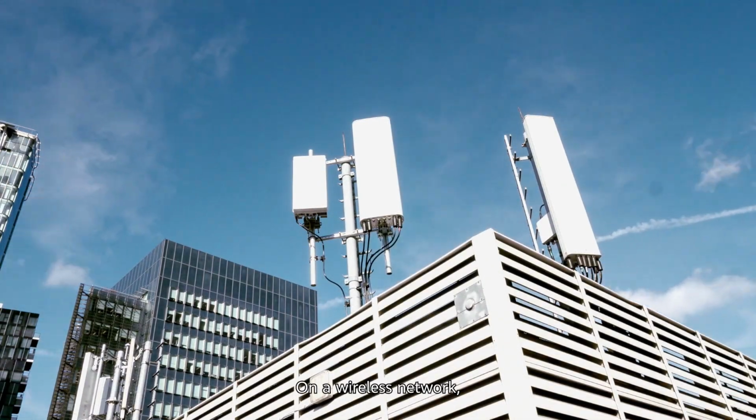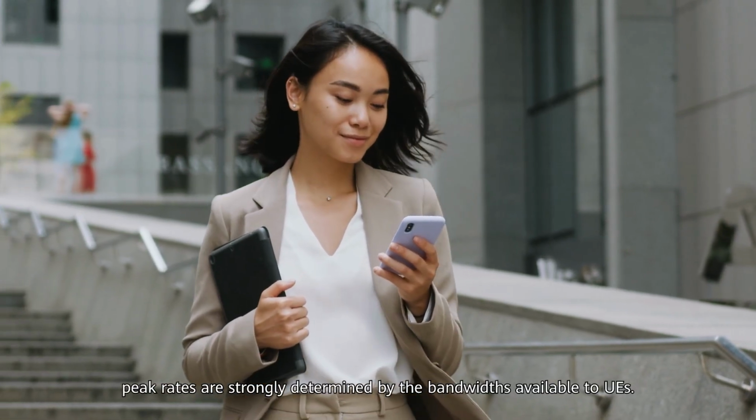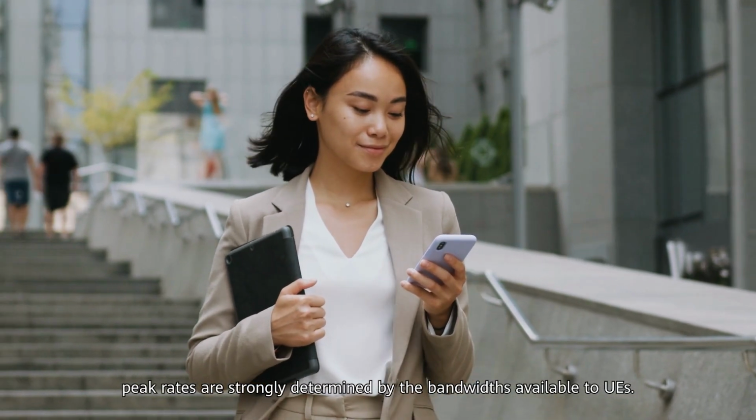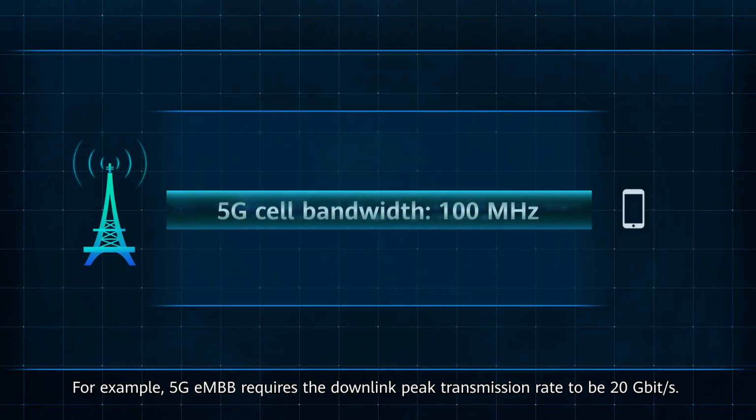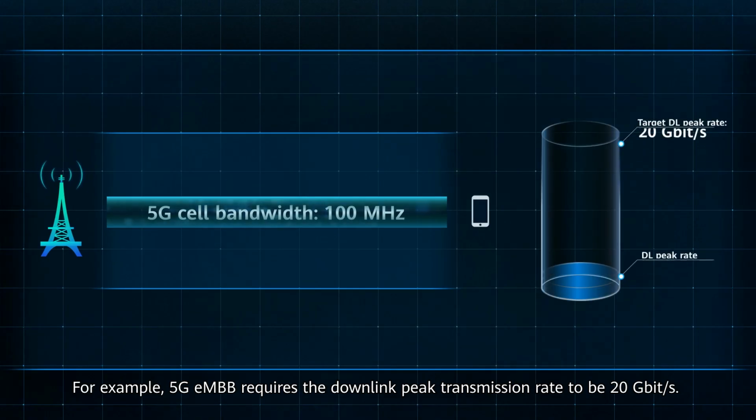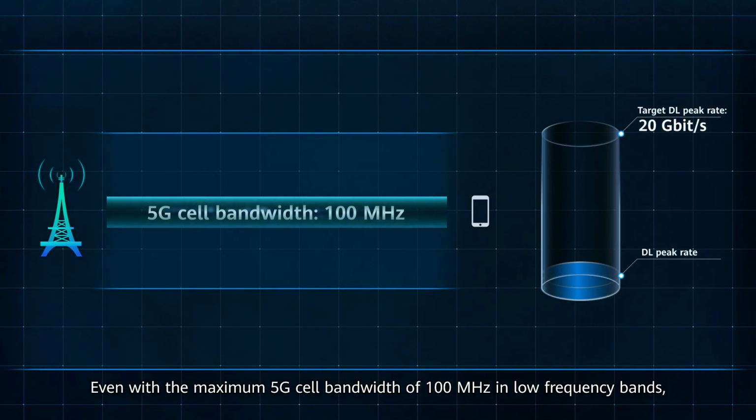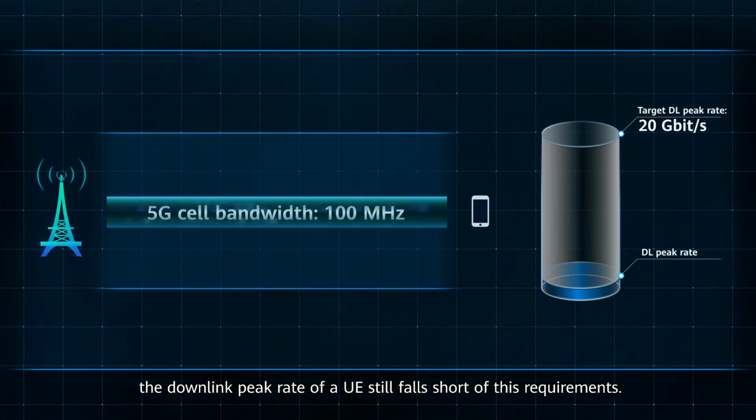On a wireless network, peak rates are strongly determined by the bandwidths available to UEs. For example, 5G eMBB requires the downlink peak transmission rate to be 20 gigabits per second. Even with the maximum 5G cell bandwidth of 100 MHz in low-frequency bands, the downlink peak rate of a UE still falls short of this requirement.